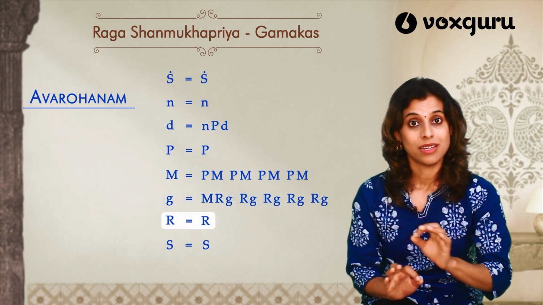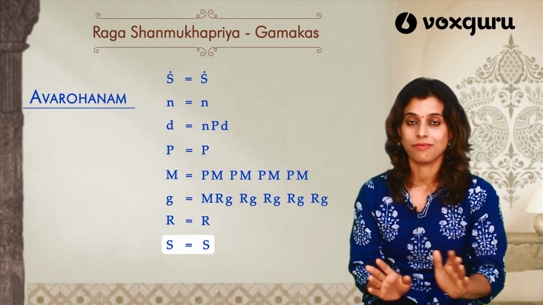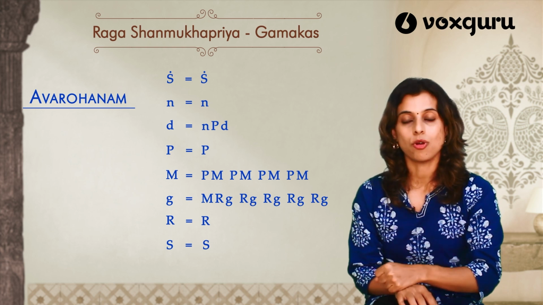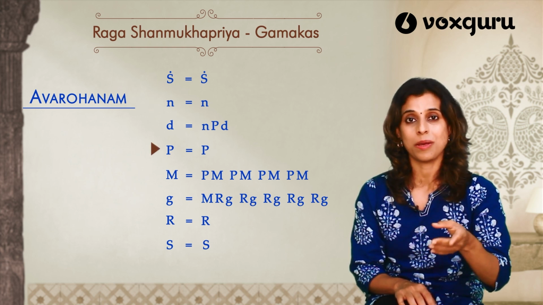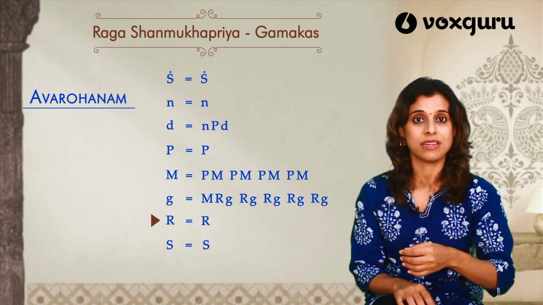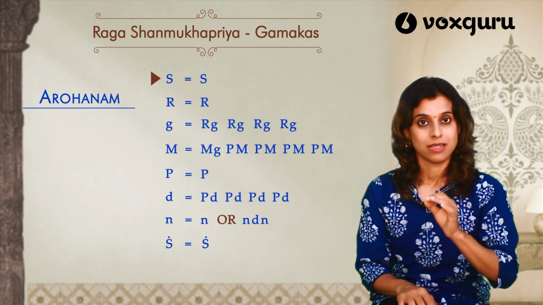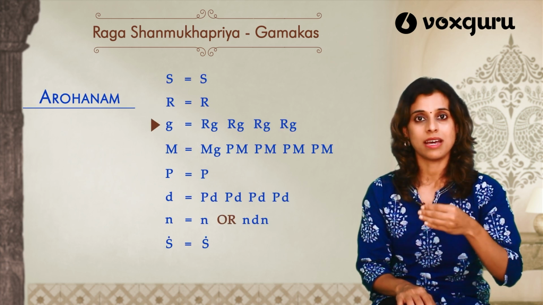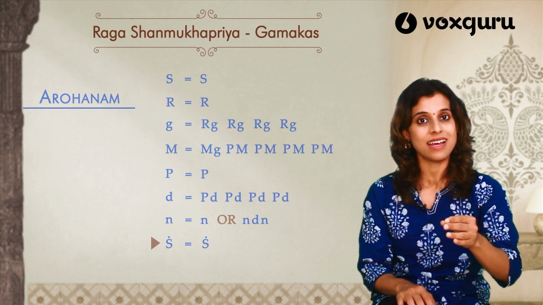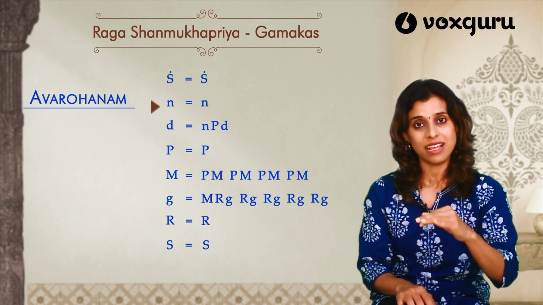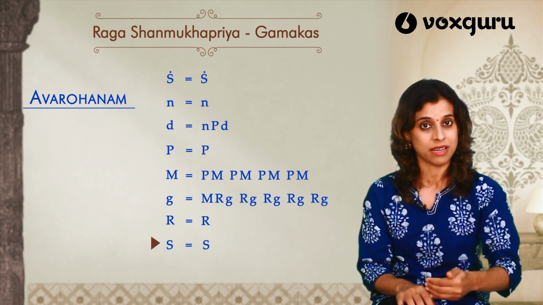Then ri, ri, totally plain, and sa, sa, also plain. So let us now sing Avarohanam. Sa ni da pa ma ga ri sa. Now let's sing Arohanam and Avarohanam back to back. Sa ri ga ma pa da ni sa, sa ni da pa ma ga ri sa.